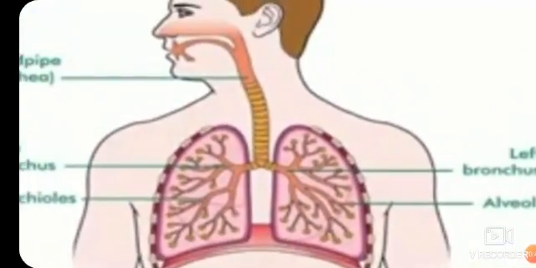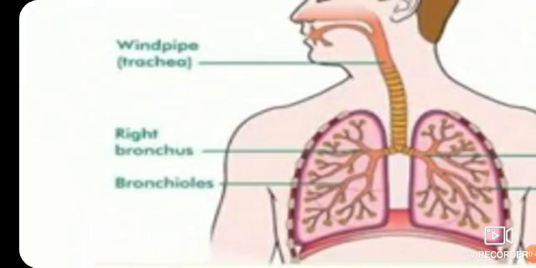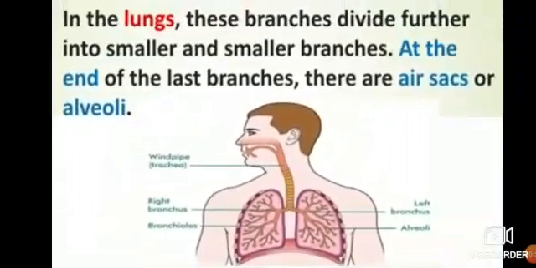See here. Can you see the dotted parts? That is known as alveoli. So there are air sacs, or alveoli. Okay. So at the end of these last branches there are sacs, air sacs, also known as alveoli.